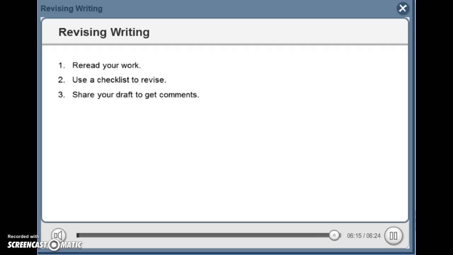Revising writing can be difficult, but it is absolutely necessary. Remember to reread, use a checklist, and share your draft with others as you revise.